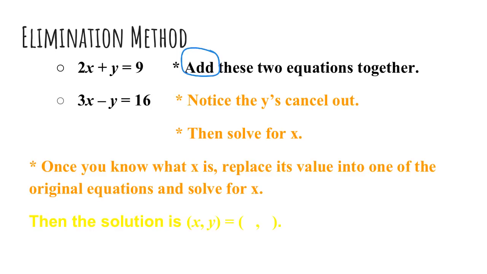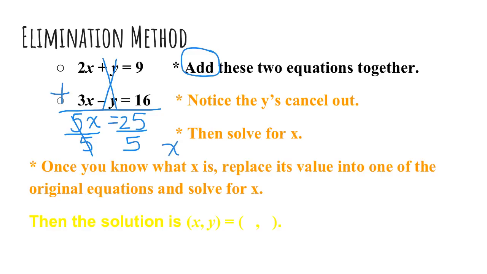So I'm going to show you what happens if I were to add these two equations together. My y's would cancel out, also known as being eliminated. So I am eliminating one of my variables. I would have 5x's on one side and 25 on the other. Now it'll be easy for me to solve for x. I can simply divide both sides by 5. And I believe my answer is x is 5.